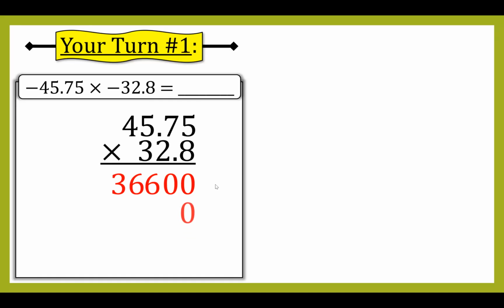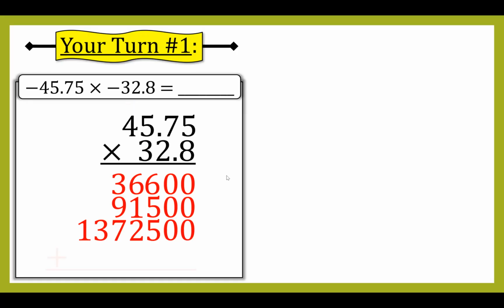I'm going to add my 0, fill that in. 2 times 5, that will give me 10. Now 2 times 7 is 14 plus the 1 is 15. 2 times 5 is 10 plus the 1 is 11. And then 2 times 4 is 8, plus the 1 is 9. I'm going to fill in my zeros. Now I'm going to do 3 times 5, that is 15. 3 times 7 is 21, plus the 1 is 22. 3 times 5 is 15, plus 2 is 17. And 3 times 4 is 12, plus 1 is 13.